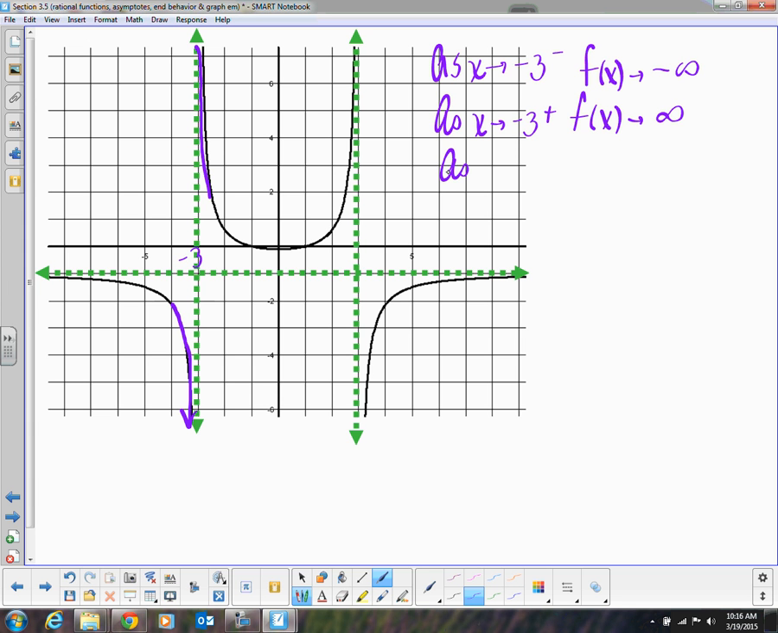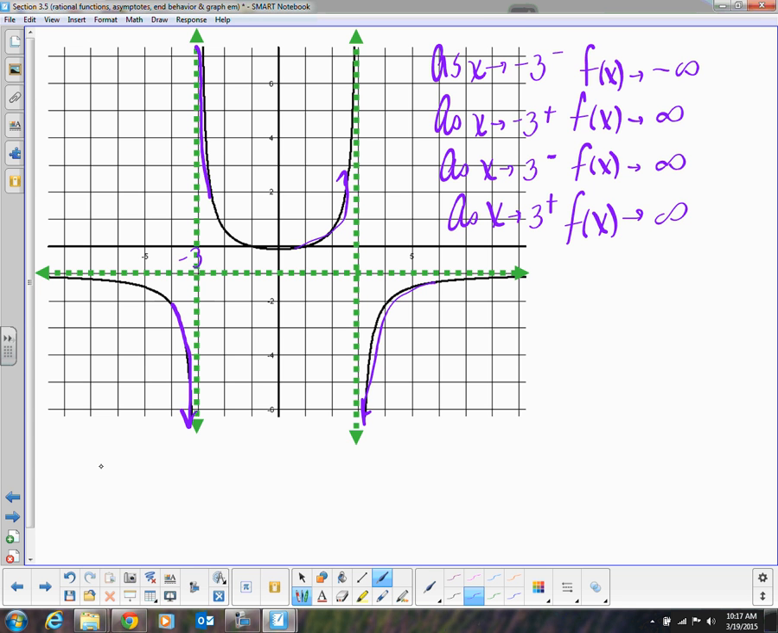So now as x, what's the next vertical? Positive 3. As we approach positive 3 from the left side of 3, what are the y values doing? The y values are approaching positive infinity. As x approaches 3 from the right now, what are the y values doing? They're going in a downward motion. They're going down forever.